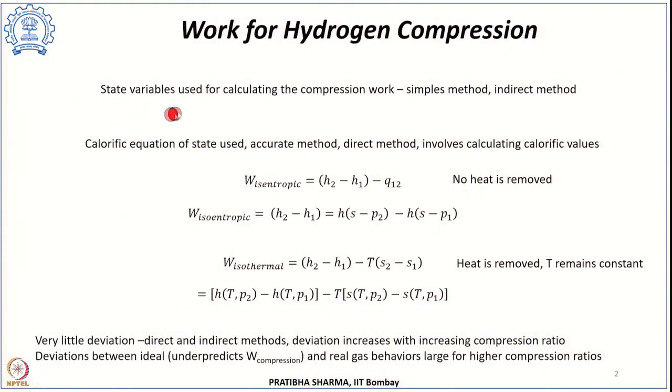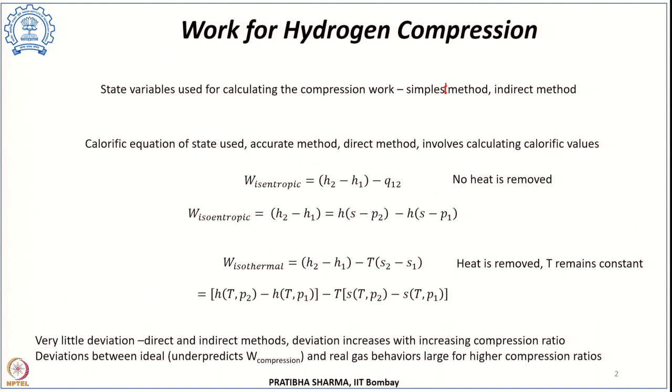In the earlier class, we have seen the fundamentals of hydrogen compression and expansion, and also we have seen the work we can calculate for compression using the different state equation or different state variables. Now, there are two different ways of calculating the work of hydrogen compression. One is using the state variables, using the state equations. And if we use that for calculating the compression work, this is the simplest method for calculation, and this is also known as an indirect method.